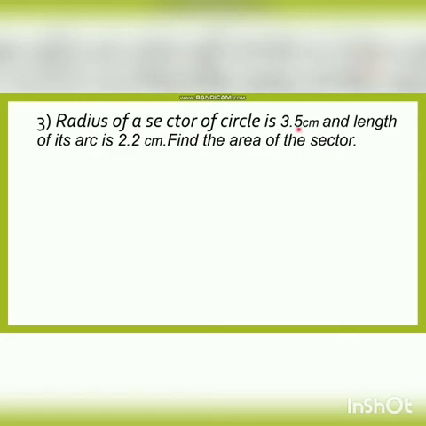The radius of a sector of a circle is 3.5 centimeter and the length of its arc is 2.2 centimeter. Find the area of the sector. In this question, you have to find the area of the sector of the given circle. The radius is 3.5 centimeter and the length of the arc is 2.2 centimeters. From this information, you have to find the area of the sector.